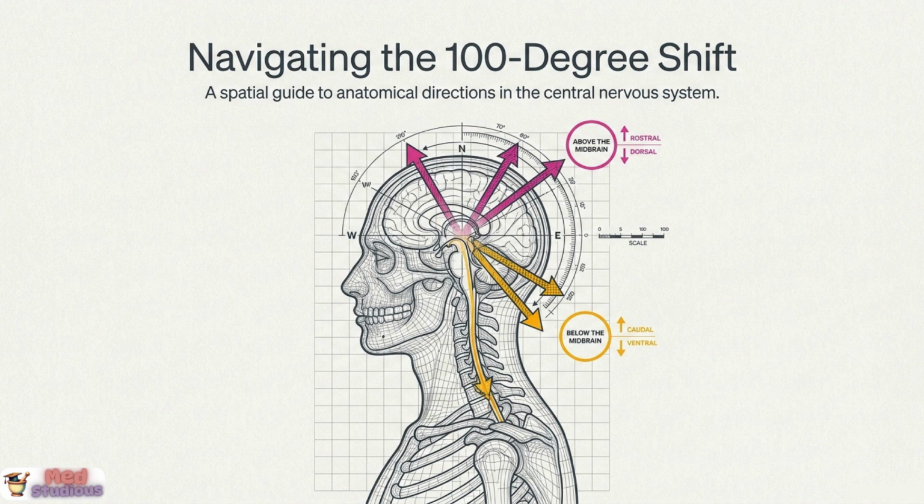Welcome back to Studious. In today's lesson, we're tackling two anatomical direction terms that trip up even advanced medical students: rostral and caudal. These are directional terms used to describe positions along the head-to-tail axis of the body, and they are absolutely essential vocabulary in neuroanatomy, embryology, and clinical medicine.